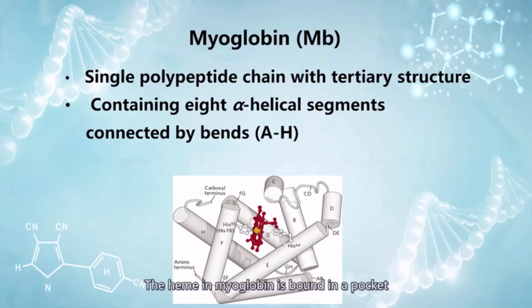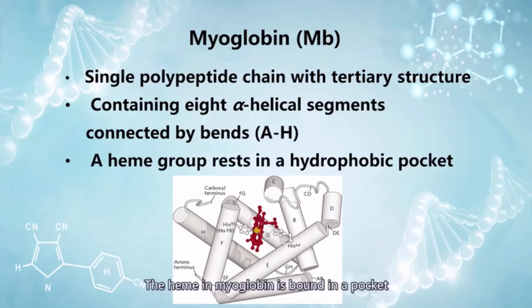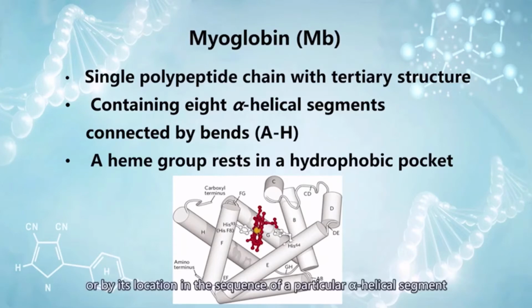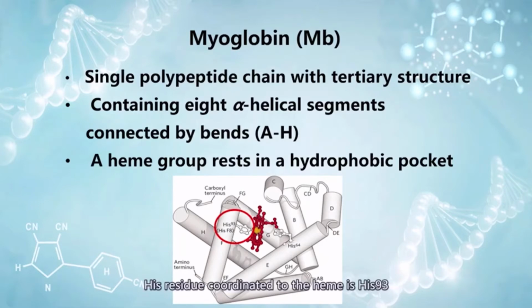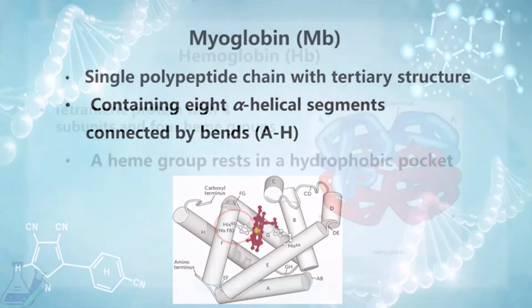The heme in myoglobin is bound in a pocket made up largely of the E and F helices, although amino acid residues from other segments also participate. An individual amino acid residue is designated either by its position in the amino acid sequence or by its location in the sequence of a particular alpha helical segment. For example, the histidine residue coordinated to the heme is His 93, which is also called His F8.